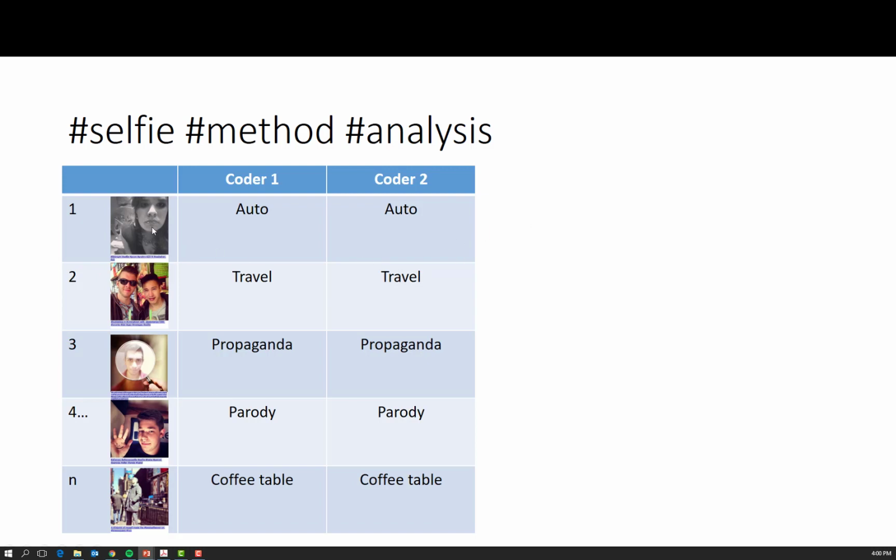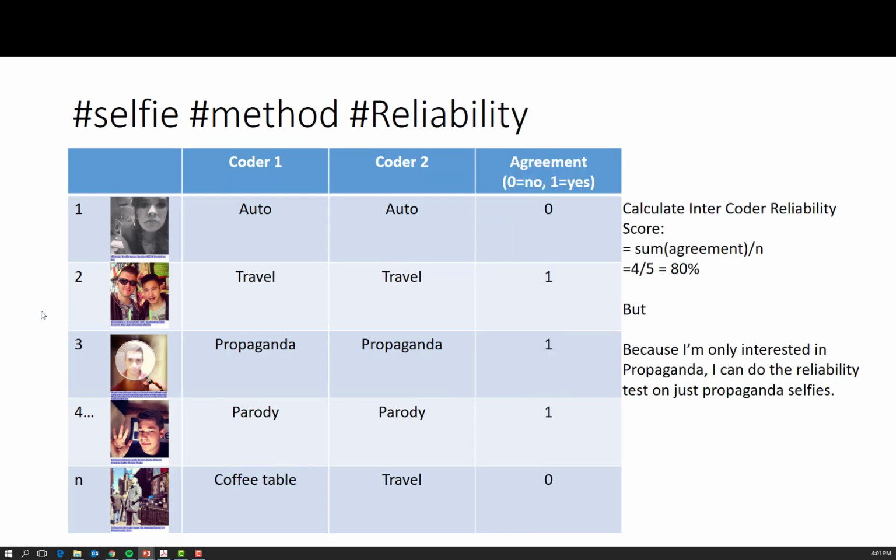So in the first example, both coders have coded it as autobiographical, the second one travel diary, third one propaganda, fourth one parody, up until N, where they've coded it as coffee table. So we have a high degree of what we call intercoder reliability. How would we then calculate this?